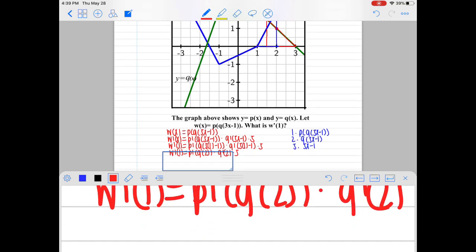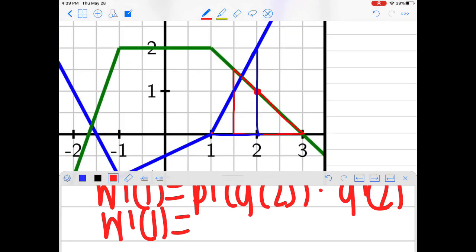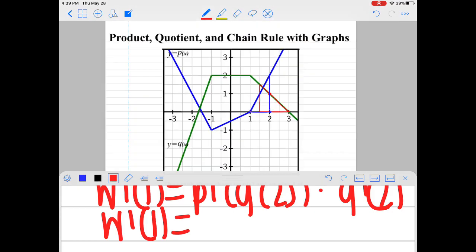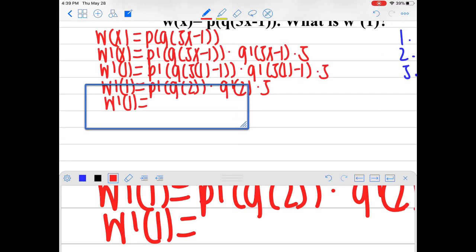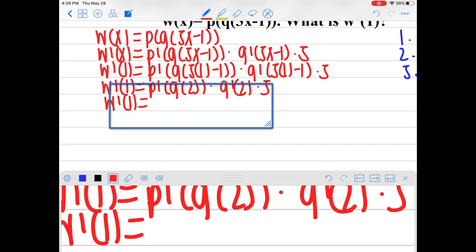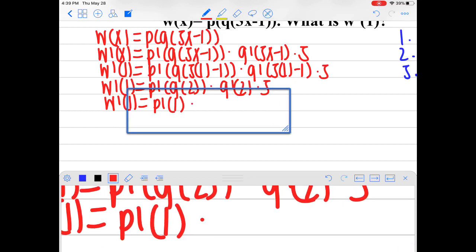And we're going to be looking at the graph here to find where q equals 2 and find where q prime equals 2 as well by looking at the slope of the graph. And that is going to get us p prime of 1 times negative 1 times 3.